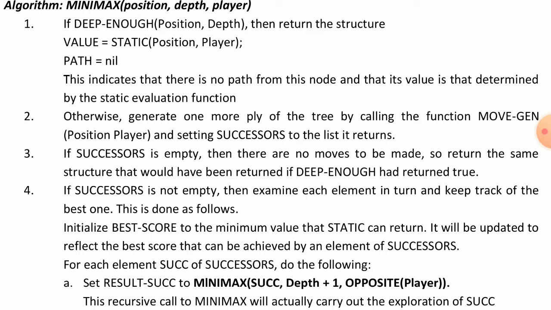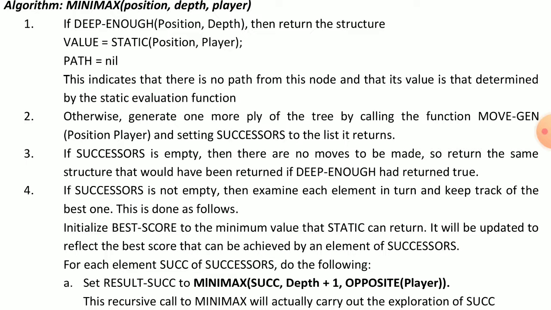Examine each element in turn and keep track of the best one. This is done as follows. Now, in the fourth step, we can apply it when our successor is not empty. Then we can examine each element in turn, follow the track, and select the one best path.